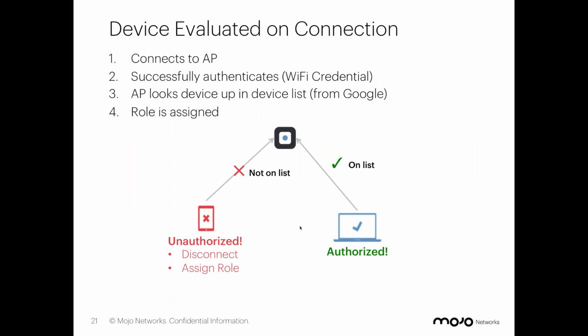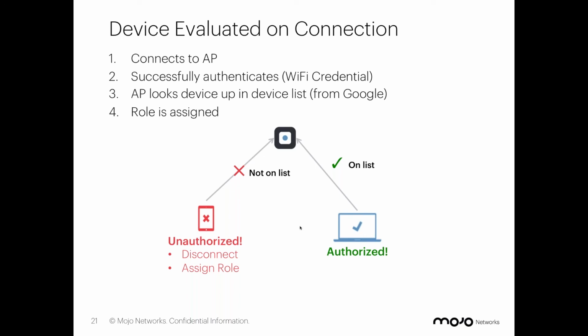Again, pretty simple, pretty basic from the user standpoint and from a conceptual standpoint. The device gets on the network, it gets to the AP. The AP says you are approved or not approved. If you're authorized, it gives you the rights that you are authorized for. If you're not, it can either disconnect you or it can assign a guest role to you and give you restricted access rights.